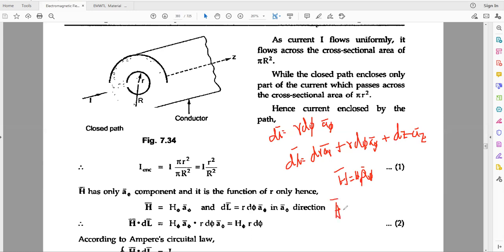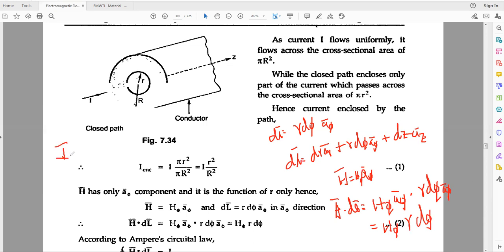According to Ampere's circuit law, I is equal to the integral of H bar dot DL bar. H bar is H phi into A phi bar, dot DL bar. DL bar is also along A phi bar, r into d phi A phi bar. A phi bar dot A phi bar gives the value of 1. So we get H phi into r into d phi.